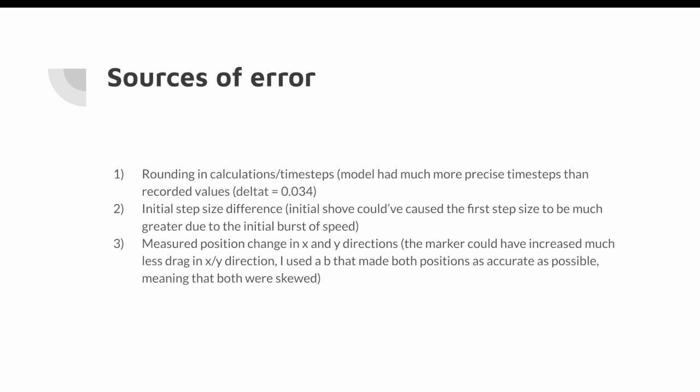So this could have skewed both the starting conditions, which could have led to that disparity in the final distance traveled. And as I said before, following up on the measured position change in the x and y directions, the marker could have had much less drag in the x and y direction in the actual data than the model, as I used a b that made both positions close to as accurate as possible. So I was trying not to skew either x or y distance traveled, which could be why both are significantly smaller in the model with drag than the actual recorded data in Tracker.